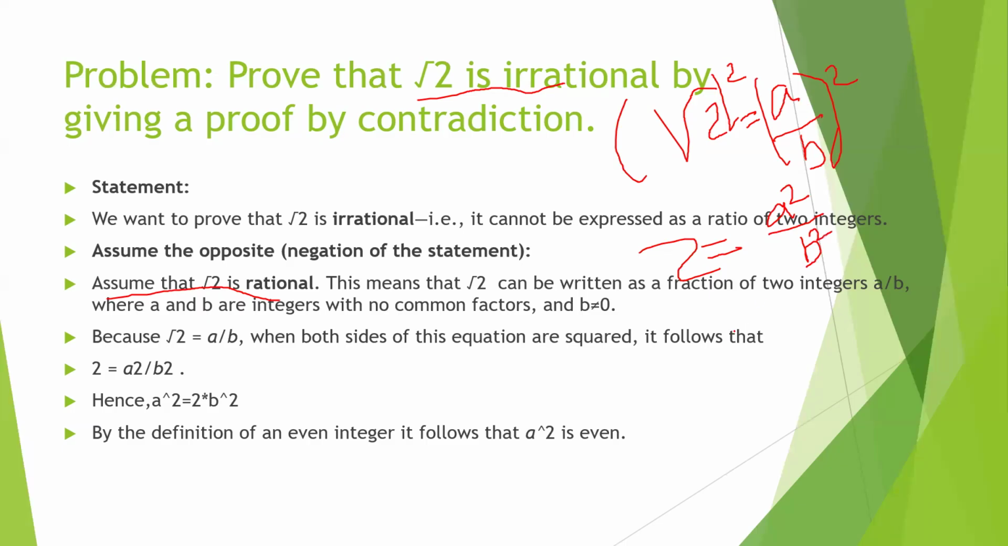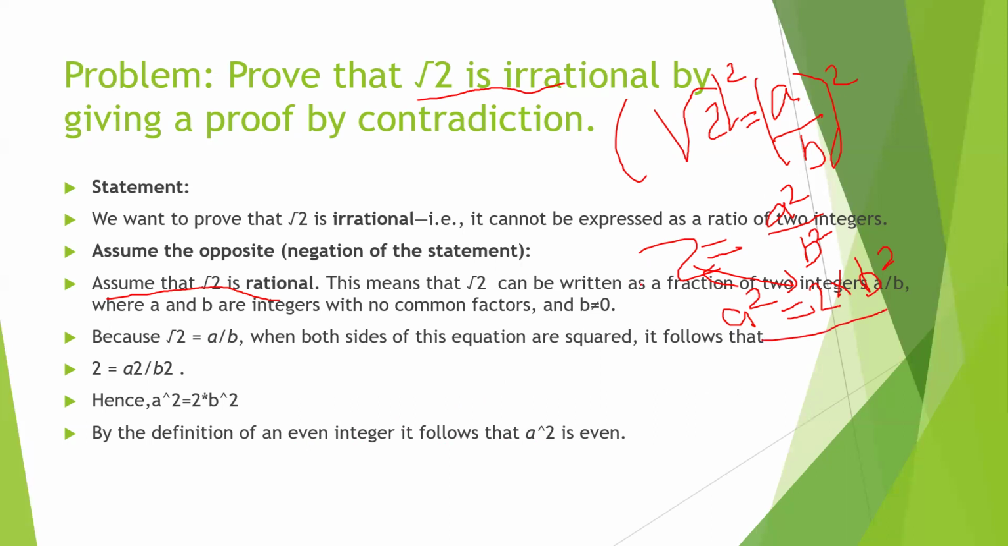Then just multiply, so a square is equal to 2 into b square. By the definition of an integer, it follows that a square is an even number.